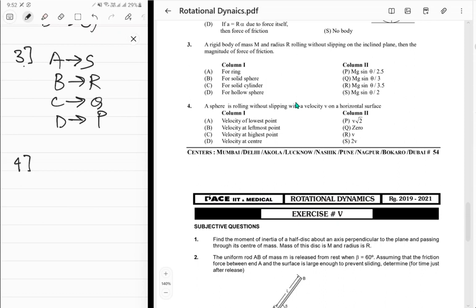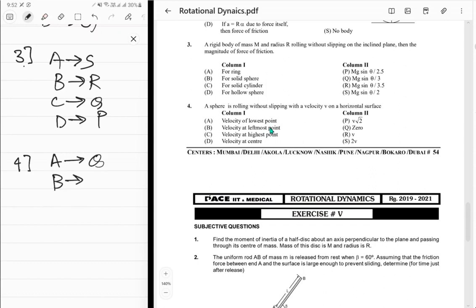A sphere is rolling without slipping with a velocity v on the horizontal surface. Okay. Rolling without slipping, velocity v, horizontal surface. Velocity of lowest point is going to be zero. I mean, the absolute velocity as seen by the ground frame. In the end, there's no such thing as absolute velocity. But yeah, so A, it's going to be Q.